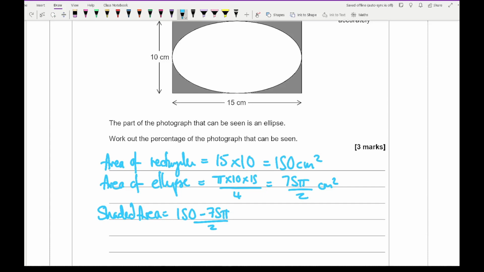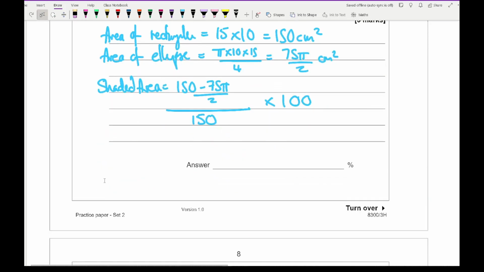Now, because I'm wanting that as a percentage, I then need to divide that by the original or the biggest area, which is 150, and then multiply that by 100. So here then what I've got is a percentage value of around about 21.46, or 21.5 rounded to 1 decimal place.